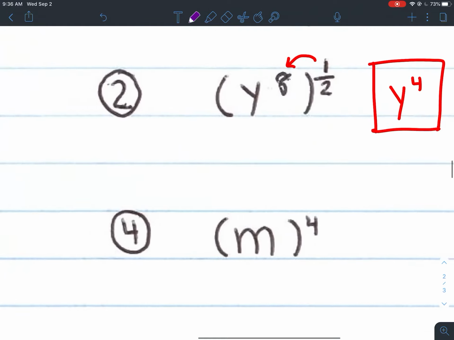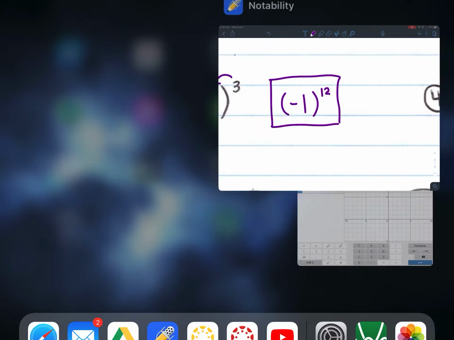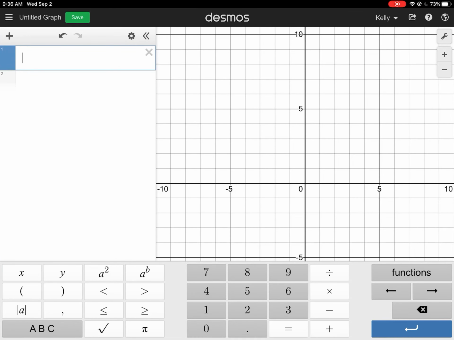It doesn't know what y is. But -1 to the 12th, these are all numbers. I can actually punch this into Desmos, and I'll show you something. So -1 to the power of 12. That gives me 1. So how did I get that, right?